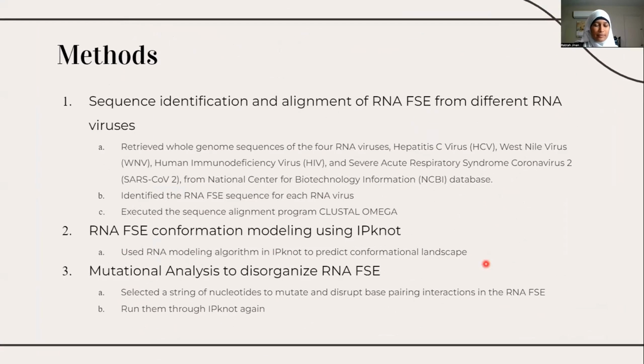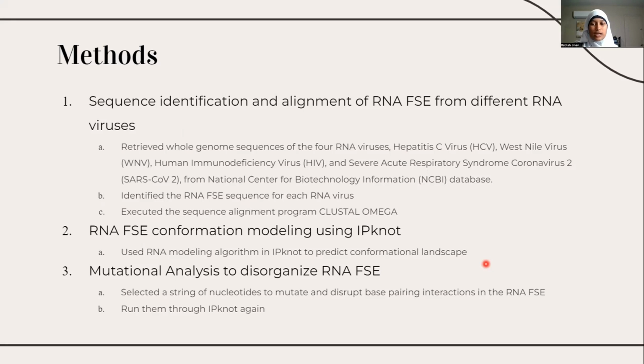Now, going into our methods, the first thing that we did was sequence alignment. So we retrieved the whole genome sequences of the 4 RNA viruses from the NCBI database. So we did hepatitis C virus, the West Nile virus, human immunodeficiency virus, and severe acute respiratory syndrome coronavirus 2.